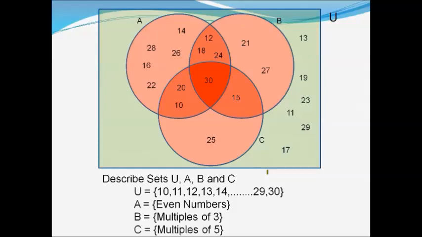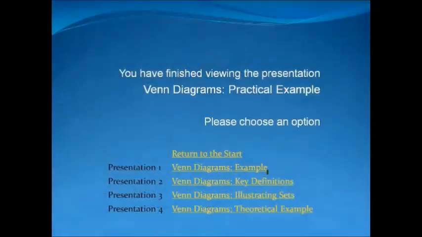Then let's check set C. Set C is multiples of 5. As you can see, we have 10, 15, 20, 25, and 30. That's how you describe the universal set, set A, set B, and set C. Okay, so that's the end of the topic for the Venn diagram.